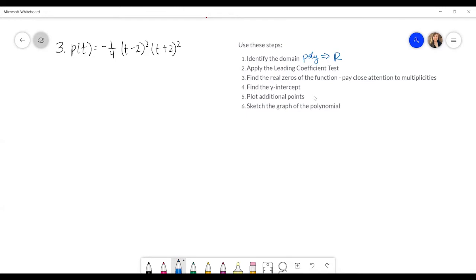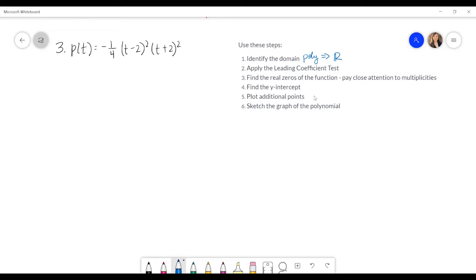To apply our leading coefficient test, now our leading coefficient is not explicitly written. What we do in a question like this is we essentially imagine what would it look like if we multiplied out. I do not expect you to FOIL this out. I want to be really clear on that. That is not a necessity in this case.